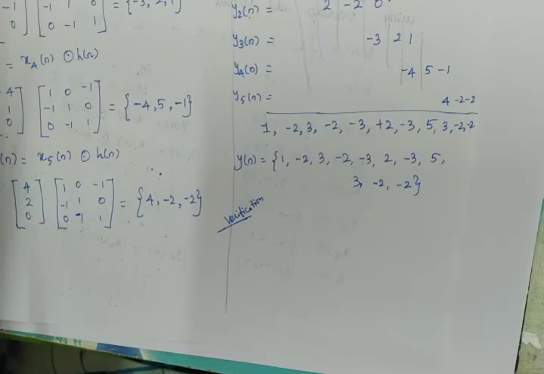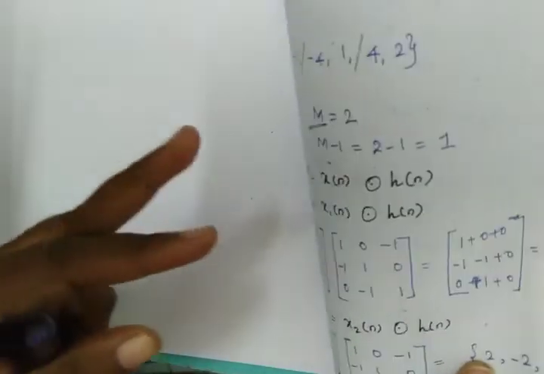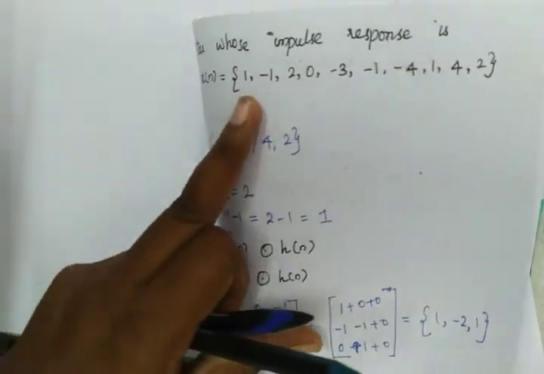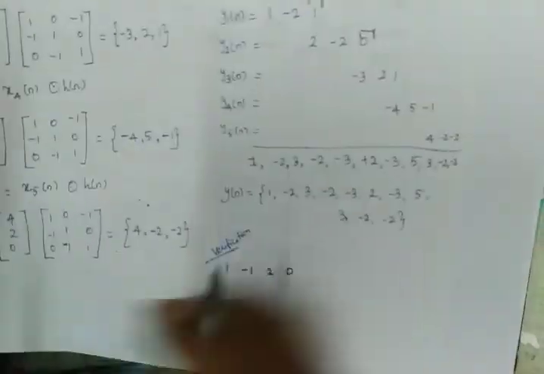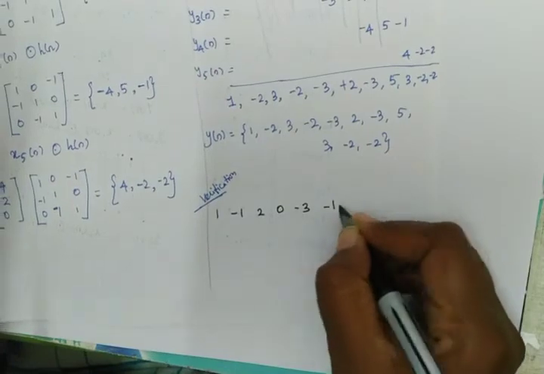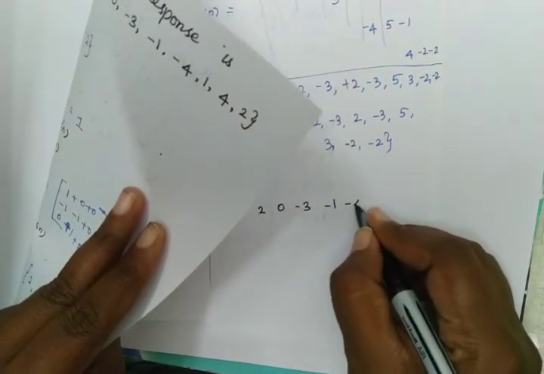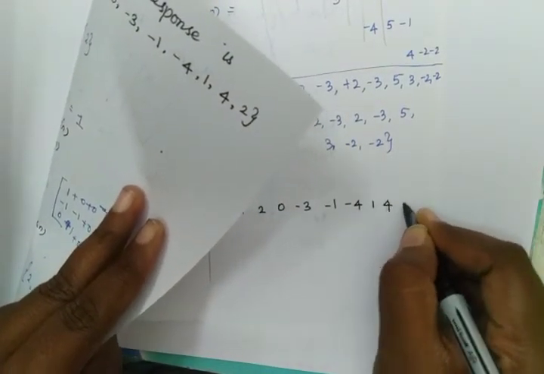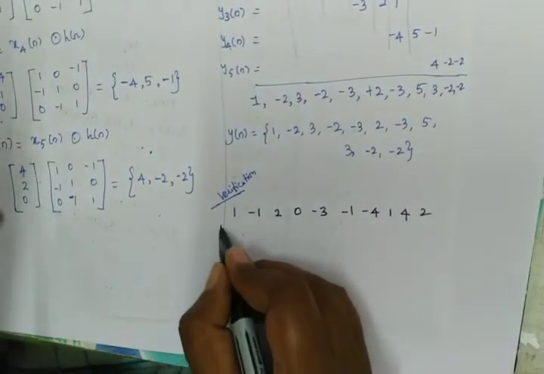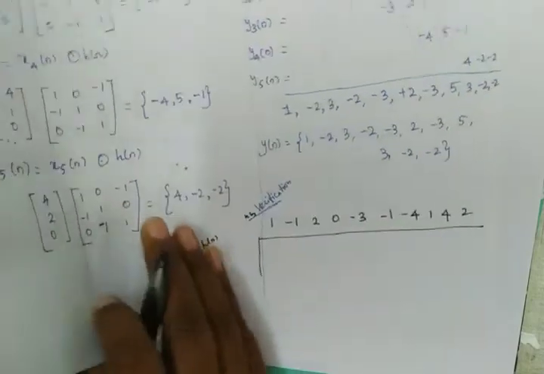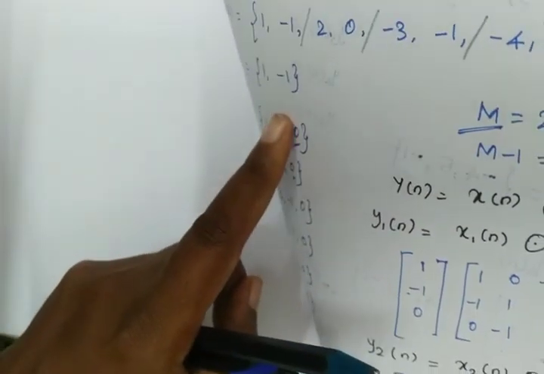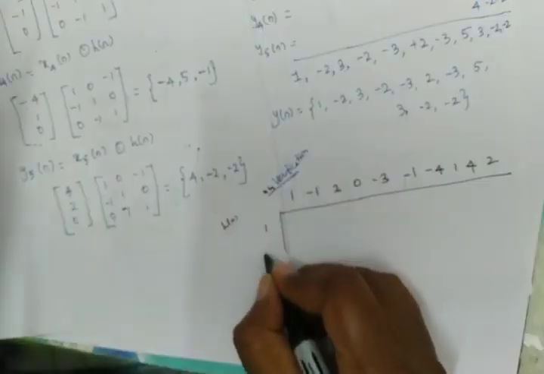We can verify by writing this x of n. What is our x of n? This is in the question: 1 minus 1 2 0, 1 minus 1 2 0, then minus 3 minus 1 minus 3 minus 1, then minus 4 1 4 2. Then here we have to write h of n. What is our h of n? h of n is equal to 1 minus 1. So write here 1 minus 1.